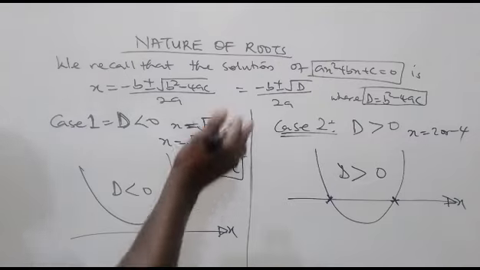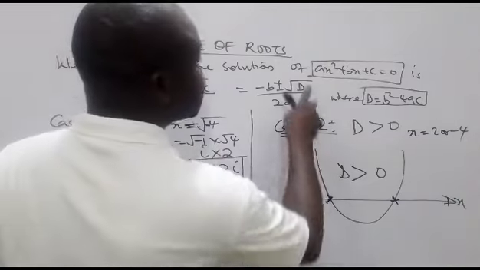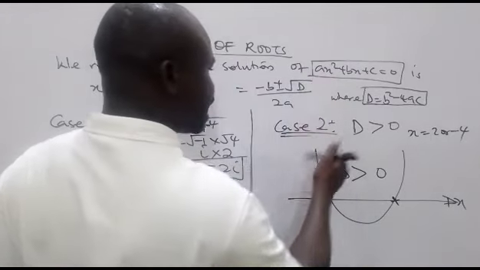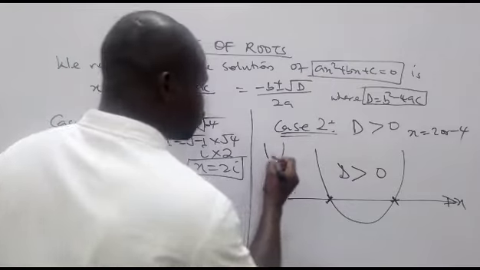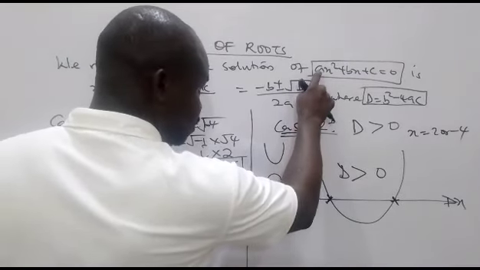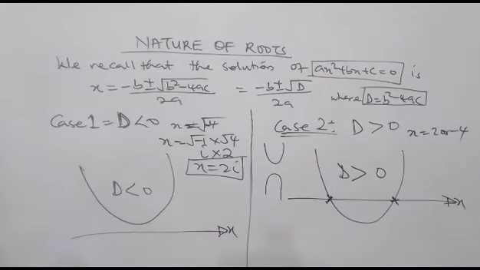Then we also use the coefficient of x squared to know whether the curve will face upward or downward. It is the value of the coefficient of x squared that will tell us that.